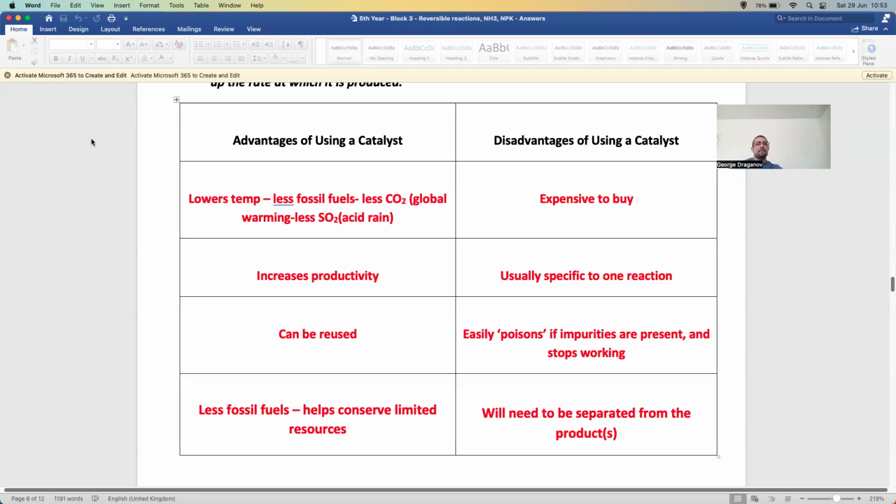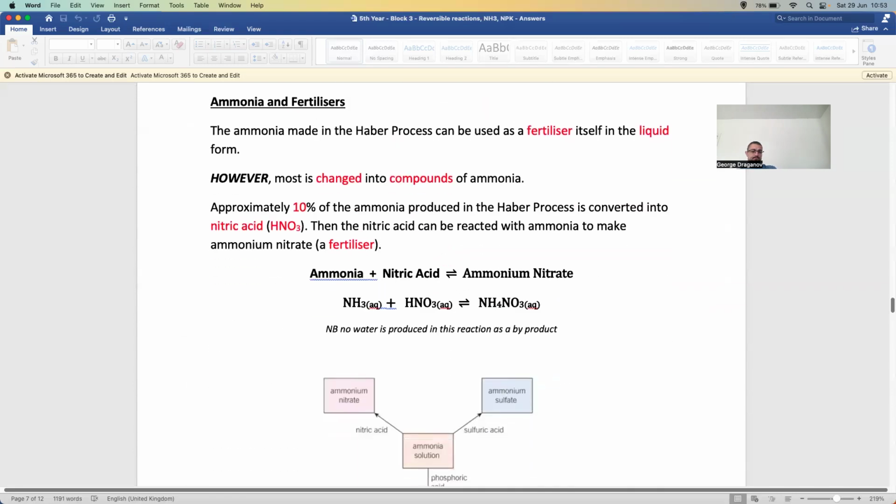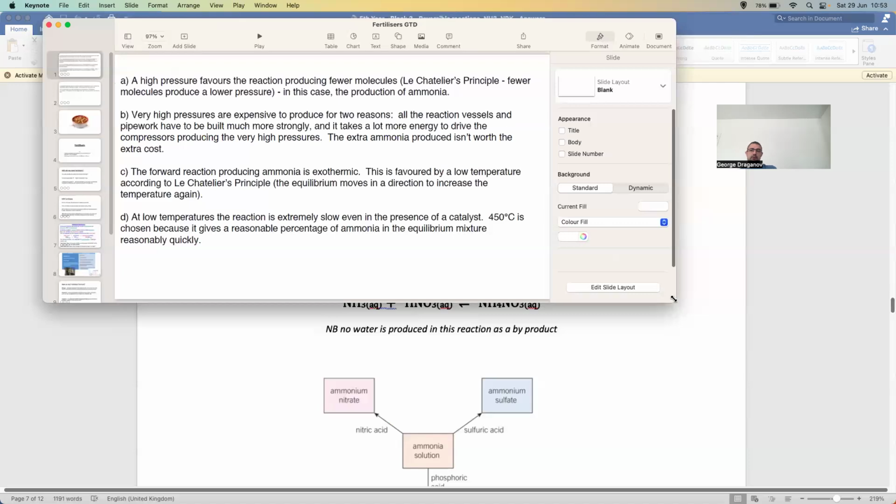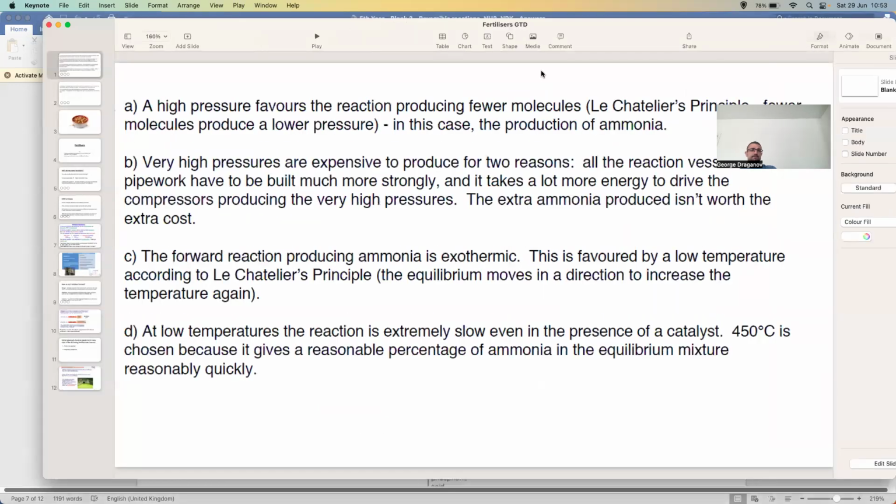So that completes the Haber process. Next, we need to talk about fertilizers. So I'm going to use my PowerPoint here to introduce this part of the course.